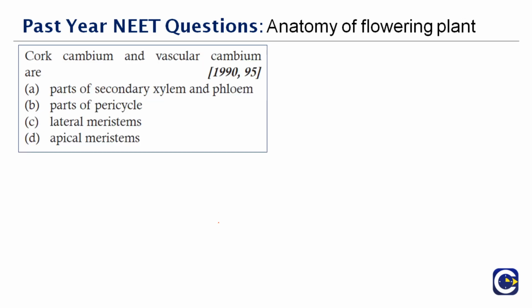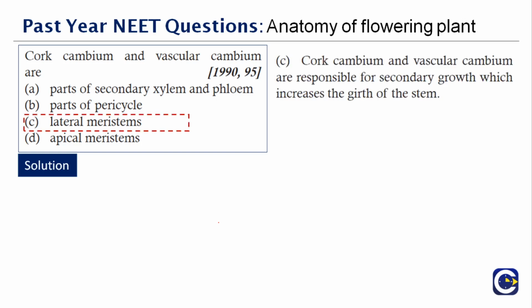Next question here. Cork cambium and vascular cambium are dash. This is a very easy question for you, because we already saw about this a lot in the parts of this chapter. Yes, the right answer is lateral meristem. Cork cambium and vascular cambium are responsible for the secondary growth, and where is the main part of it? It is a lateral meristem. Therefore, the correct answer is option C.